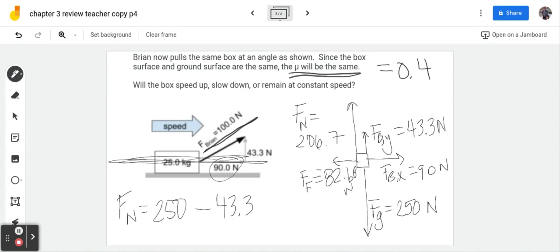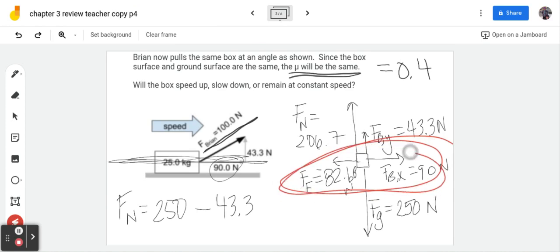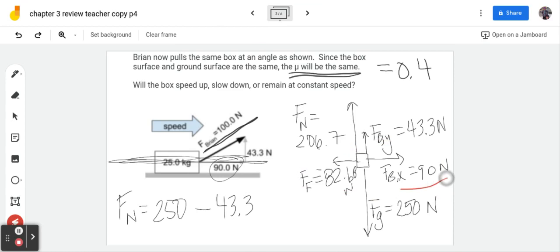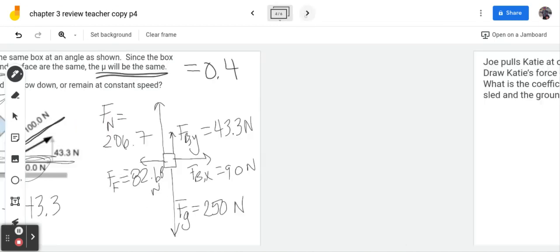Okay, so to decide whether it's speeding up, slowing down, or remaining at a constant speed, I'm going to take a look. The force of friction is 82.68. The force of Brian in the other direction is 90. These are the only two forces that do work, that speed up or slow down the object, because they are parallel to the displacement. So 90 is more than 82.68. Brian is speeding it up. Friction is slowing it down. So since Brian is pulling harder in the horizontal direction than friction is, it will speed up. Basically, Brian does more work than friction does.